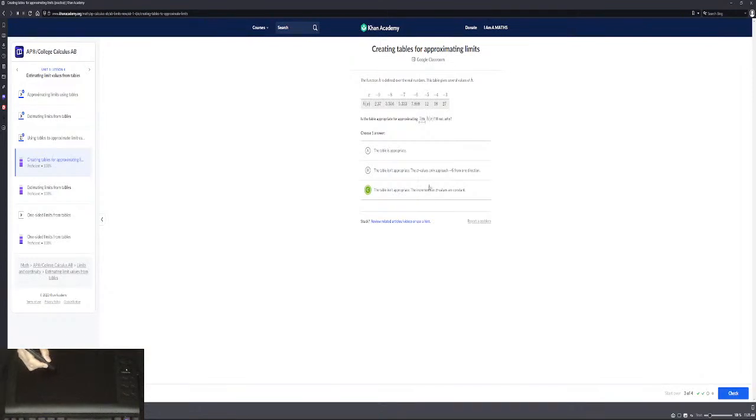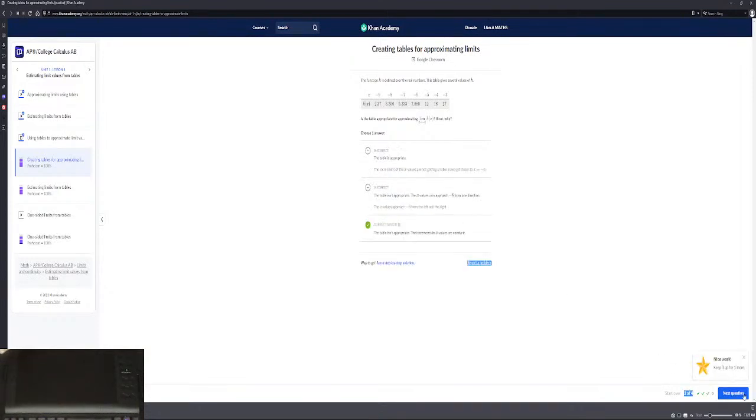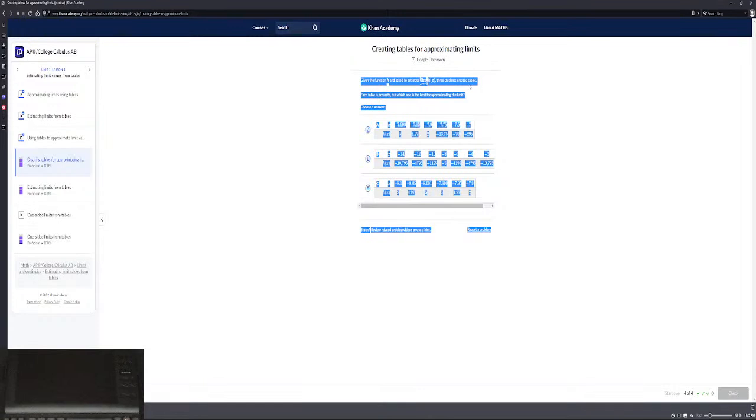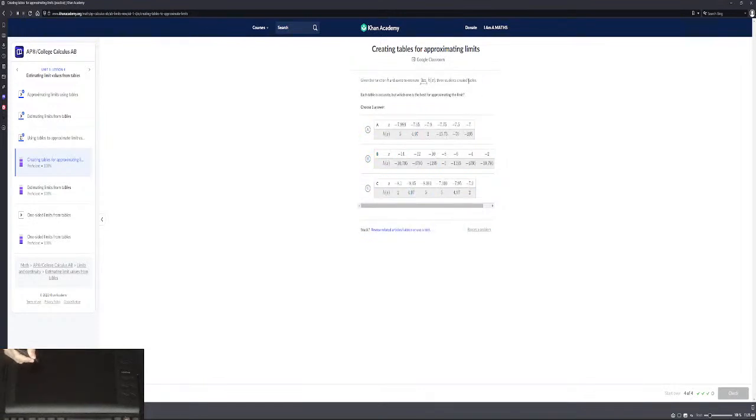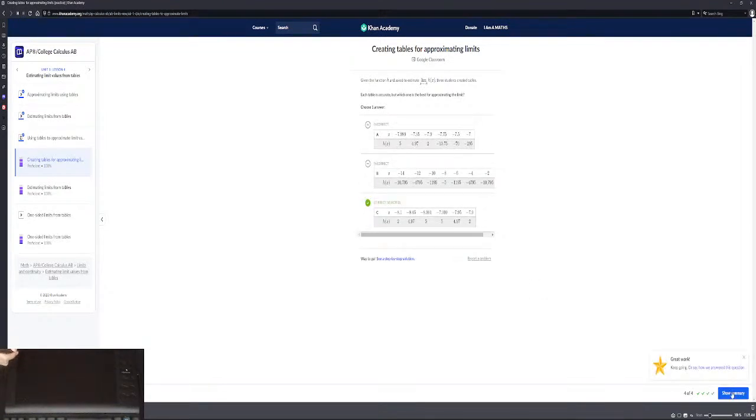This one is not appropriate because the x values are constant. This one only approaches -8 from one direction. This one's constant, so this one has to be the answer.